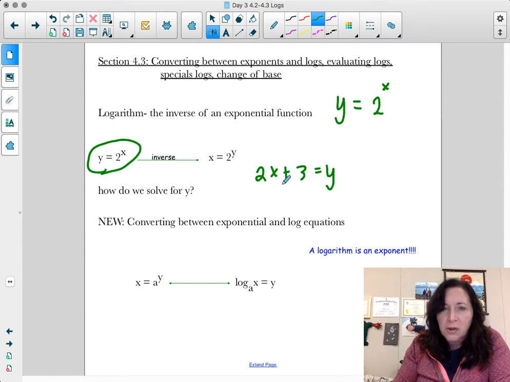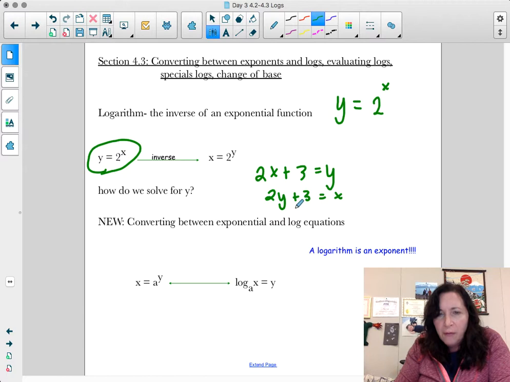Number one, you're going to switch your x and y. So then we would actually have 2y plus 3 is equal to x. So that's step one, switch your x and y. Step two would be to solve for y. So if I solve for y, I would get 2y is equal to x minus 3. And then I would divide by 2. So I'd have y is equal to (x minus 3) divided by 2. And so that right there is my inverse.